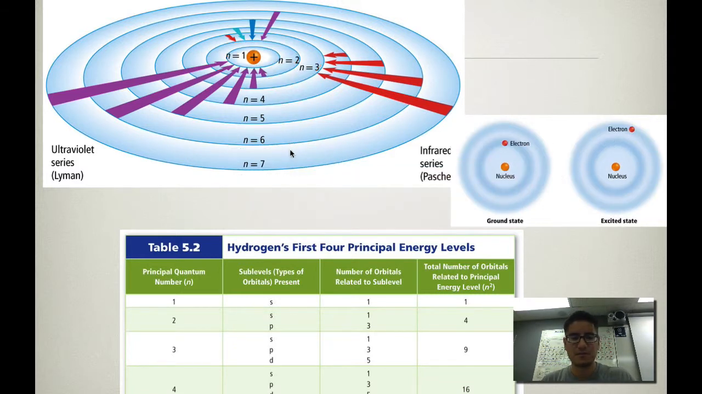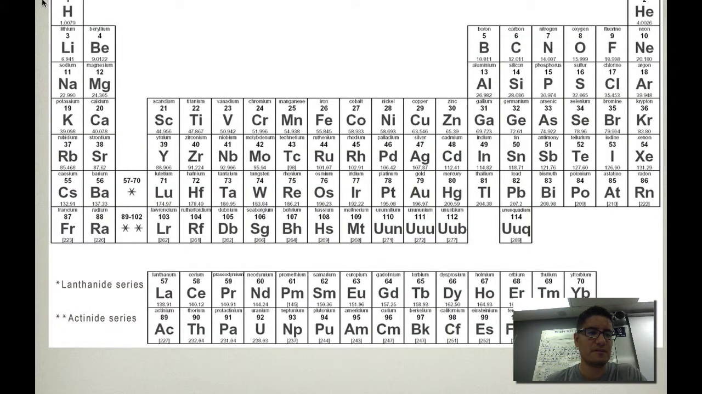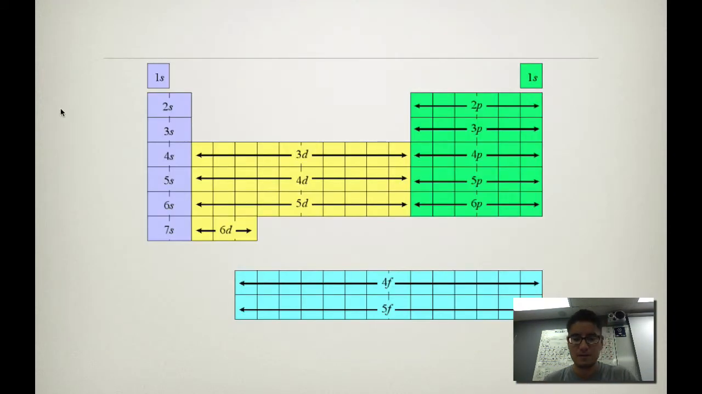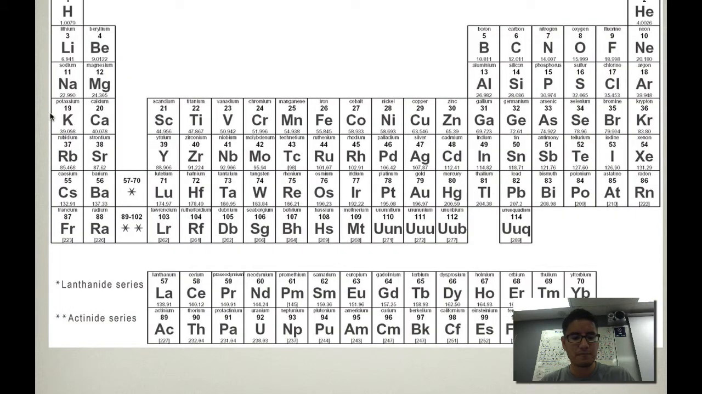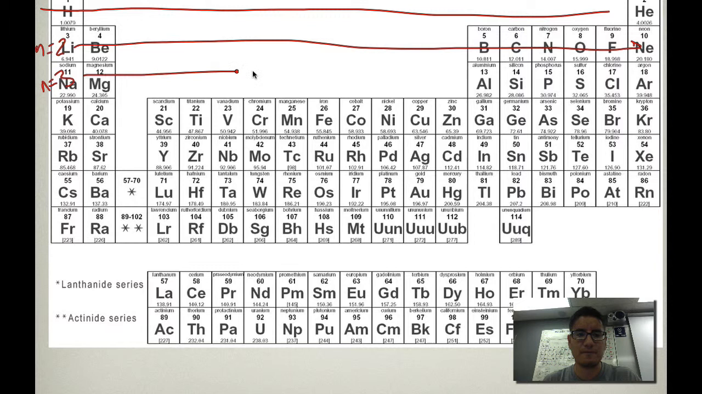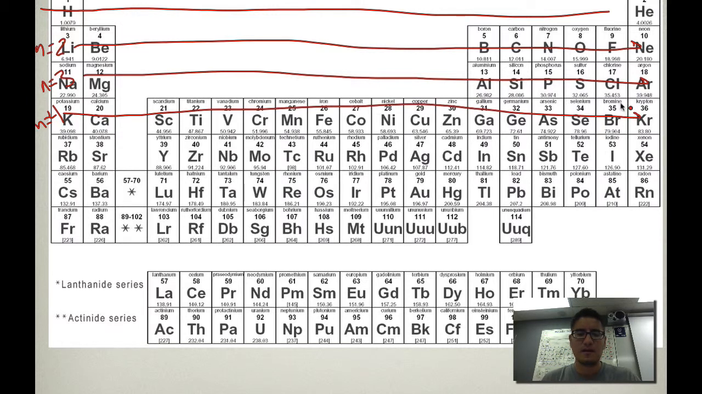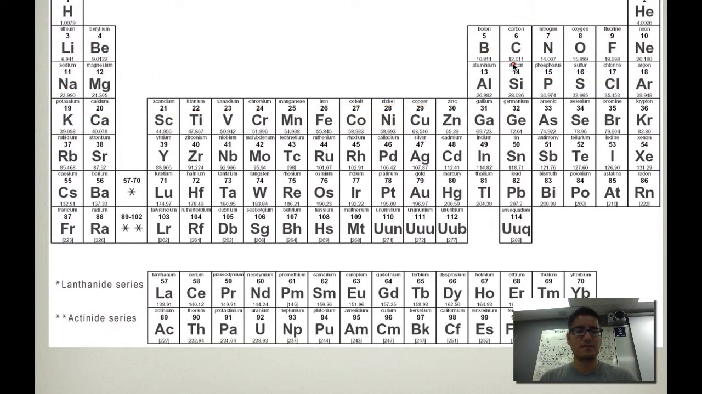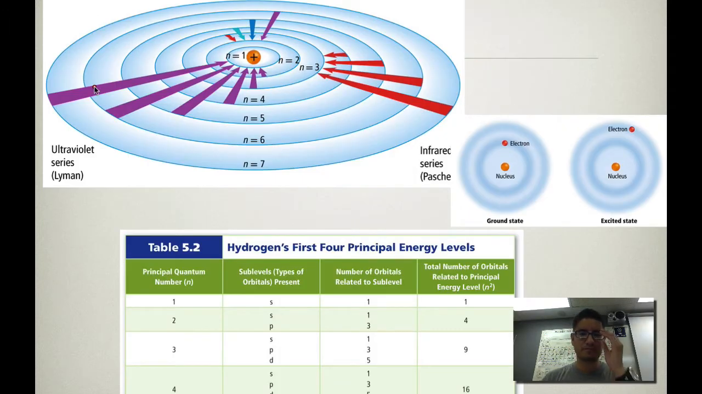These principal energy levels correspond with the periods in our periodic table. Here you'll see that I have period number 1, period number 2, or my N2, and then I have my N3, and then of course my principal energy level number 4. So these correspond directly with the periodic table.